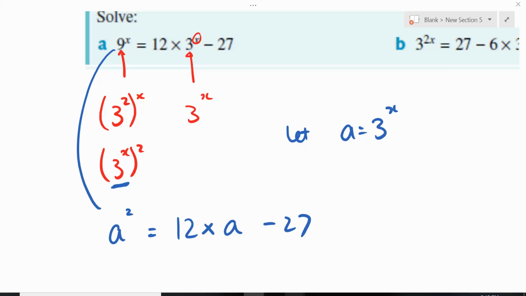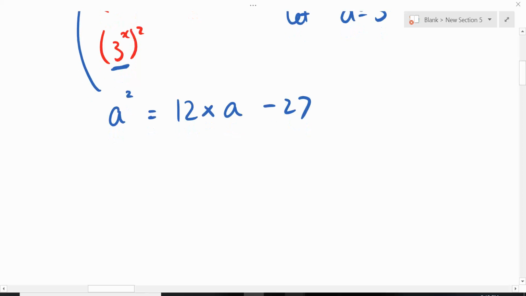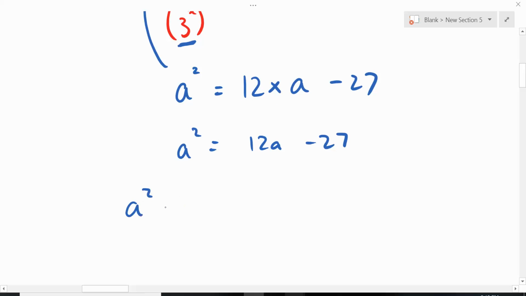Now, if I want to simplify that problem even further, you can write this as a squared equals 12a minus 27. If I rearrange the equation, you can get a squared minus 12a plus 27, and on the right-hand side equals 0.